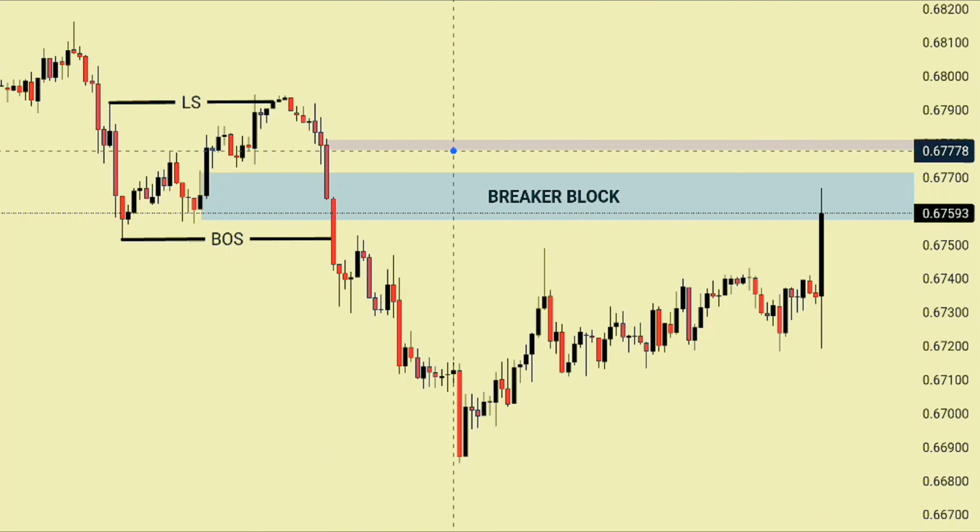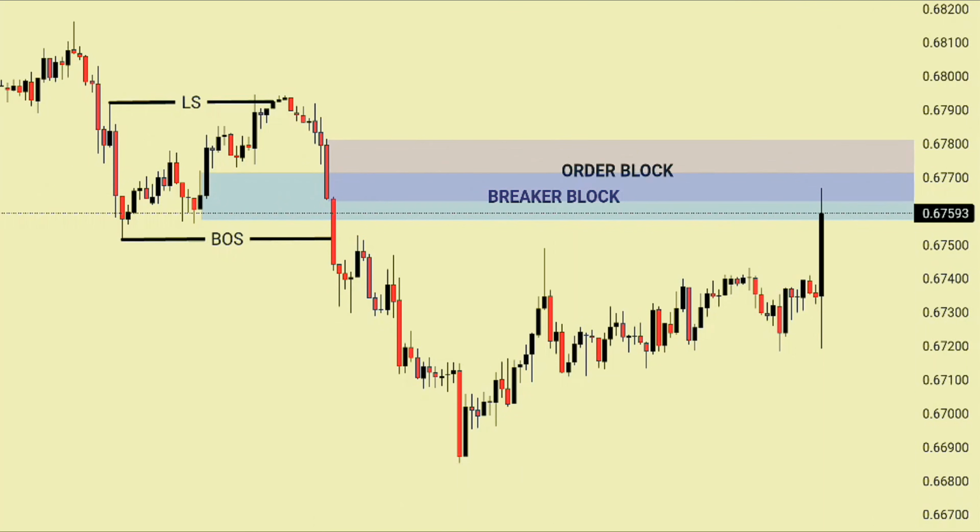Inside the breaker block, we also have a refined order block. This is the last bullish candle before the strong bearish move that caused the break of structure. Order blocks are the footprints left by institutional traders. They reveal the exact zones where smart money placed large positions and caused displacement in the market.